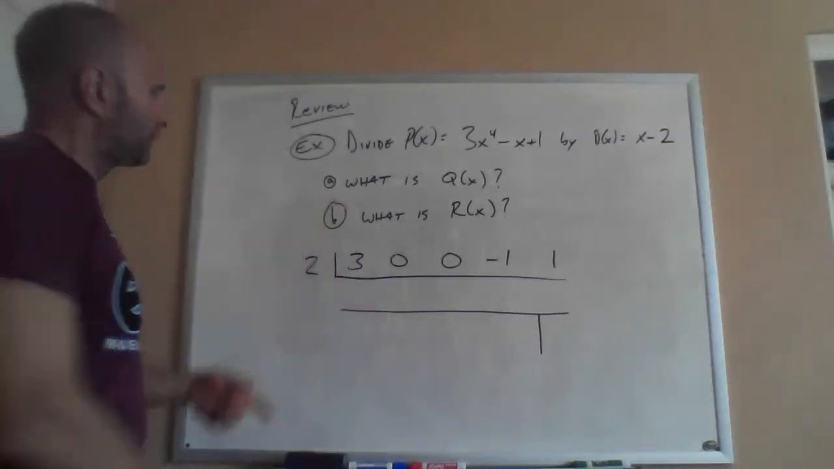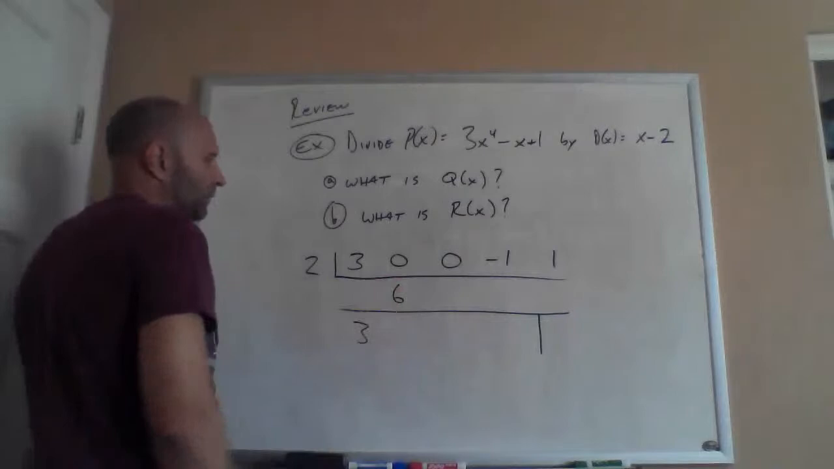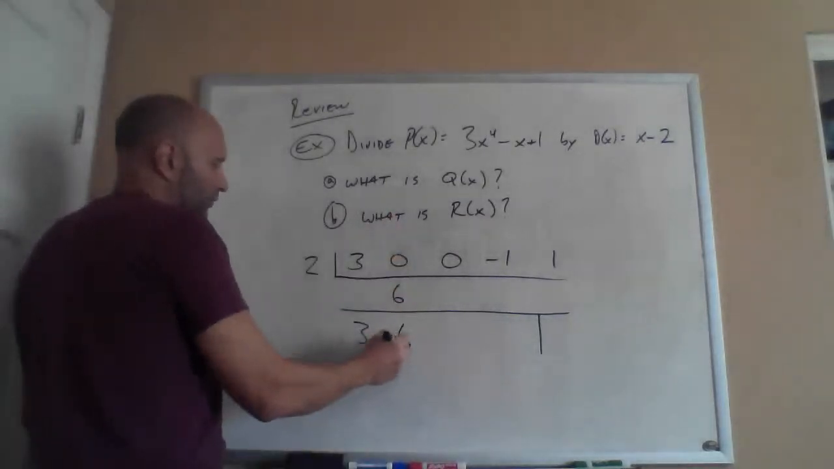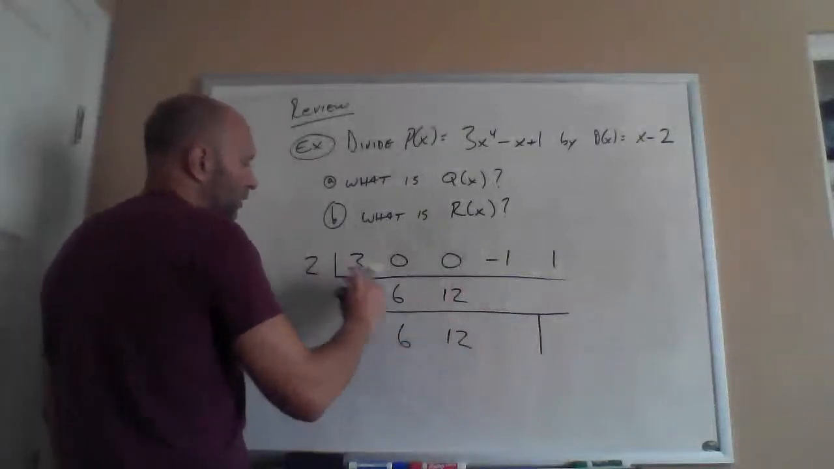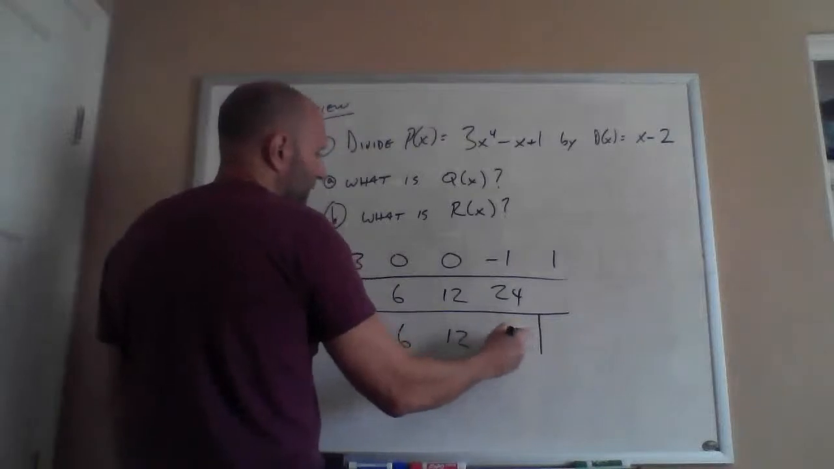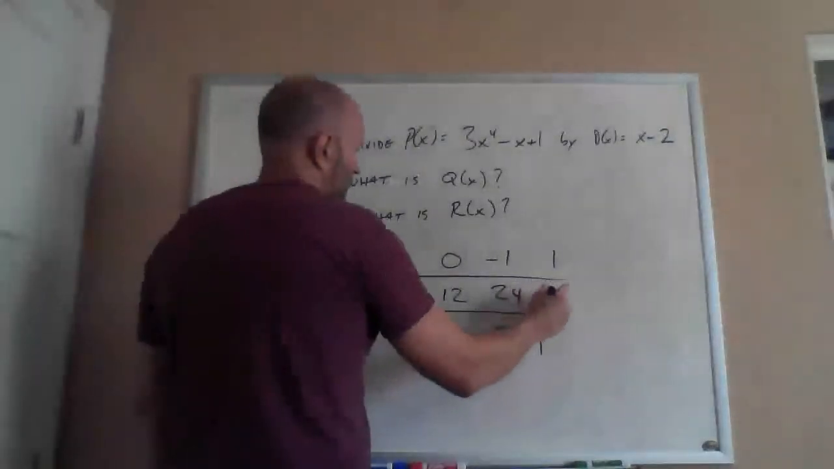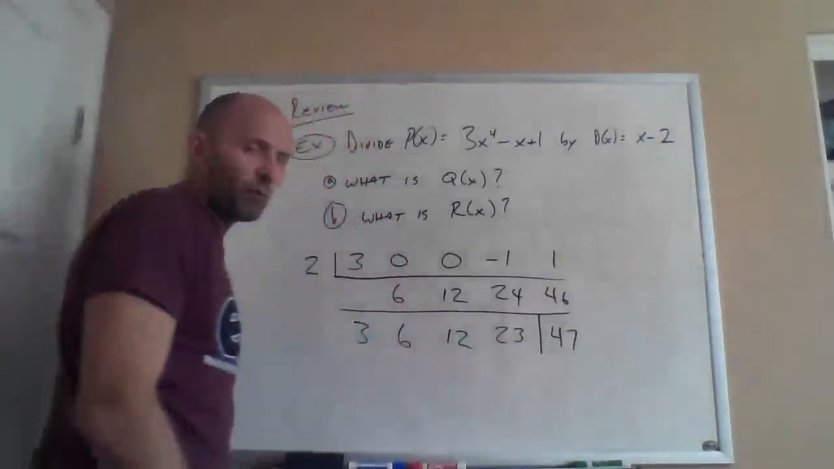So then it's the synthetic process. Bring down the 3, multiply it is 6, bring it up here. Add these two is 6, multiply 12. Add these two is 12, multiply 24. Add these two is 23. 2 times 23 is 46. 46 plus 1 is 47.